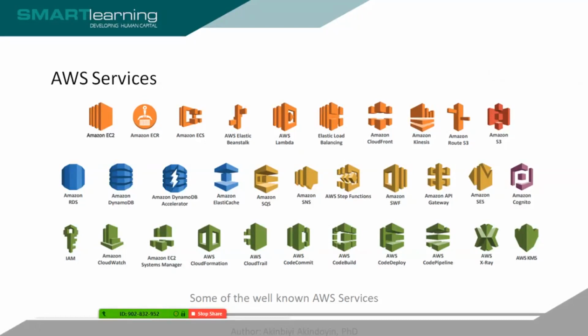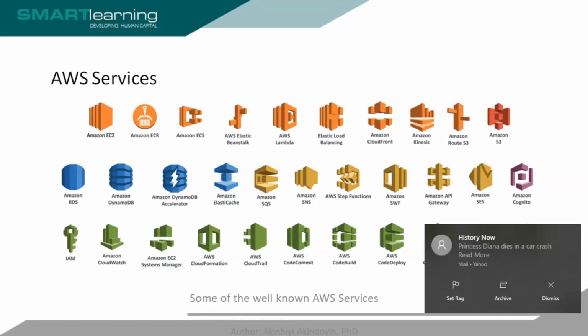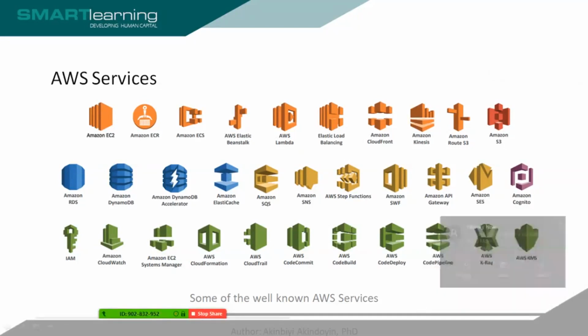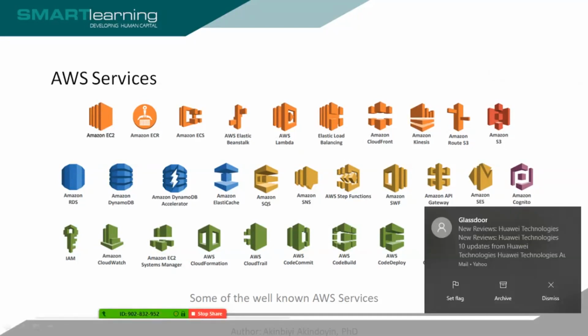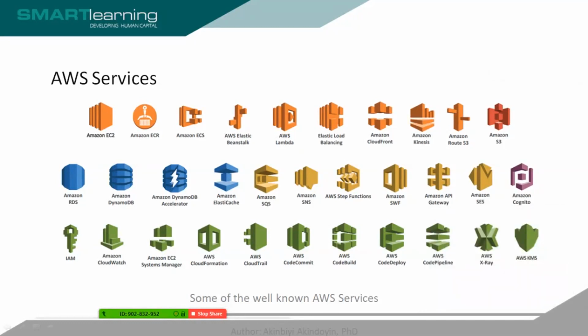No worries. So these are services that are commonly used within a cloud environment. There are a lot. I think currently there are like 350 services. There are a lot of them, but these are the common ones you get to see every now and then.